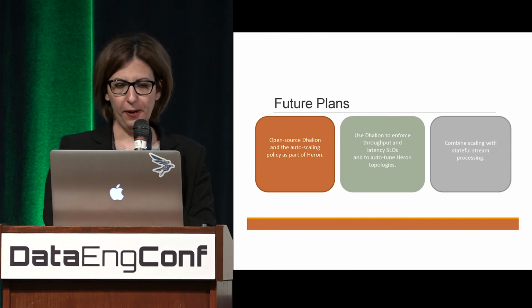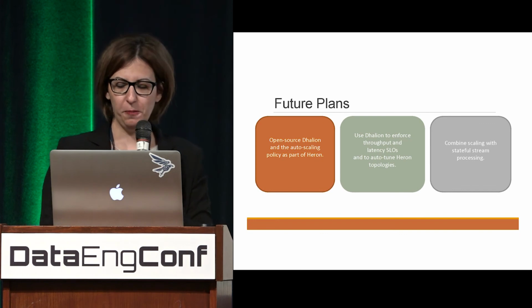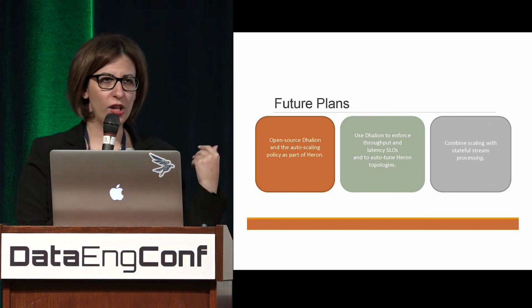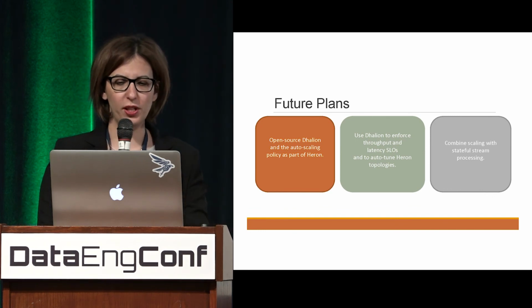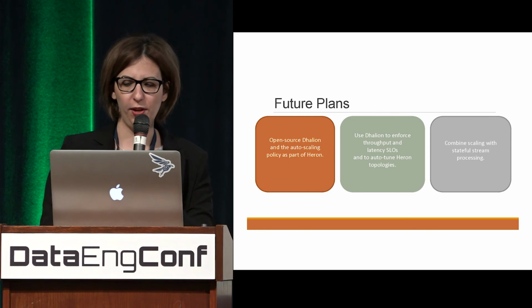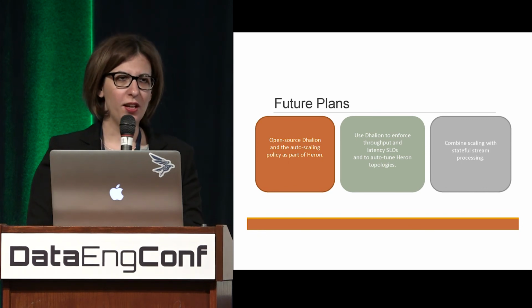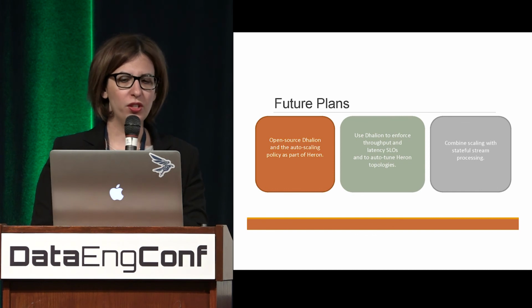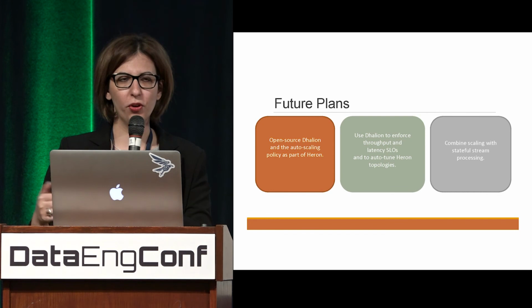So what are future plans? So first, we want to open source Dhalion and the auto-scaling policy as part of the Heron project. And then we want to use Dhalion to enforce throughput and latency SLOs and to auto-tune Heron topologies. We expect that to help developers a lot. And then we want to combine scaling with stateful stream processing. This is currently a work in progress, and we have pull requests already for that.